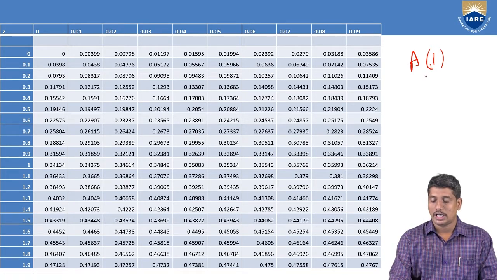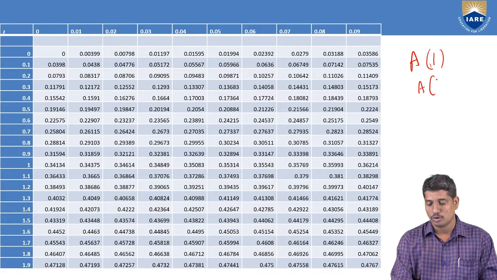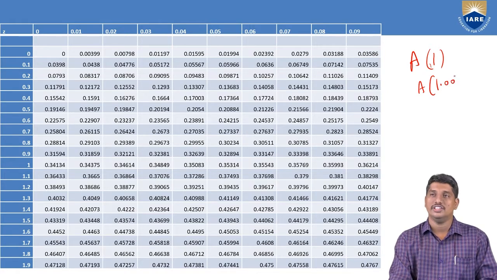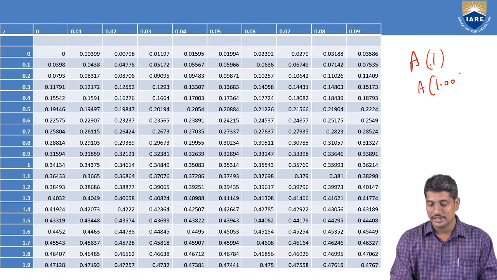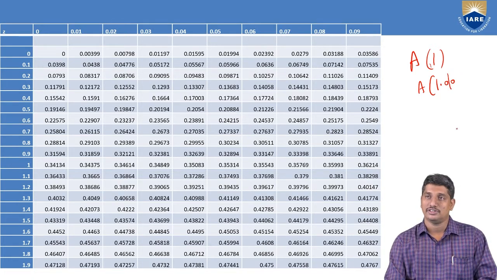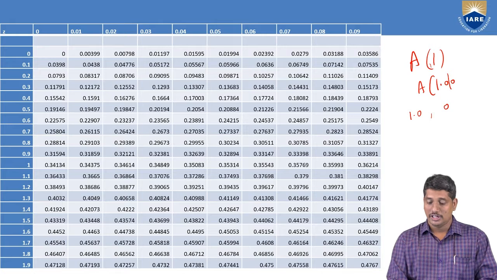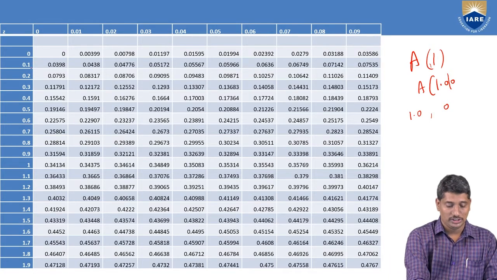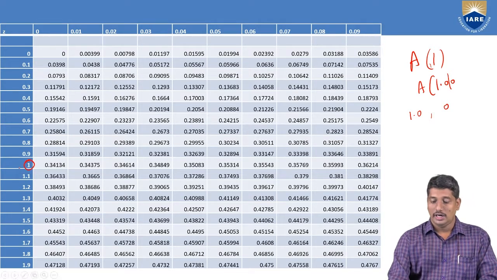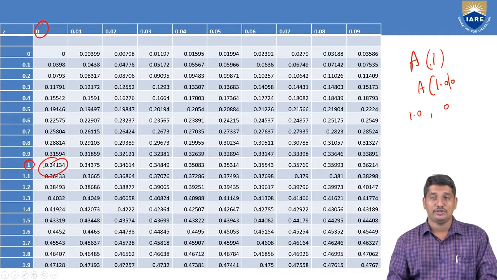First, I already told you that we have to ensure that there are at least two digits of the decimal. So we have to rewrite it as 1.00, because we don't have any decimal digits. Now we have to draw a dividing line between the first digit of the decimal and the second digit. The first part is 1.0 and the second part is 0. Now we search for 1.0 in the rows and 0 in the column, and both meet at 0.34134.